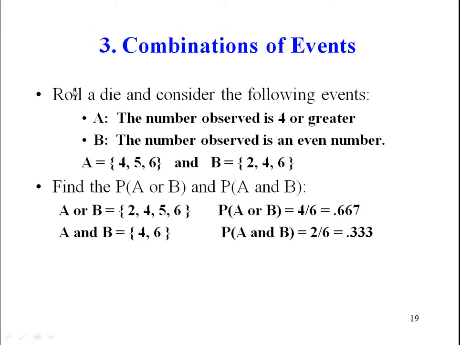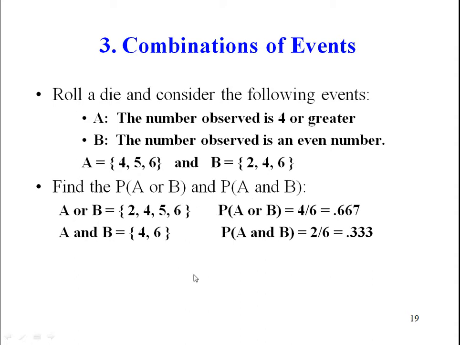So to get used to that, we take a look at a couple of things. Say we roll a die and consider the following events. Event A is the observation is 4 or more. So A is 4, 5, and 6. And event B is the number is even. So B is 2, 4, 6. So find the probability of A or B and the probability of A and B.